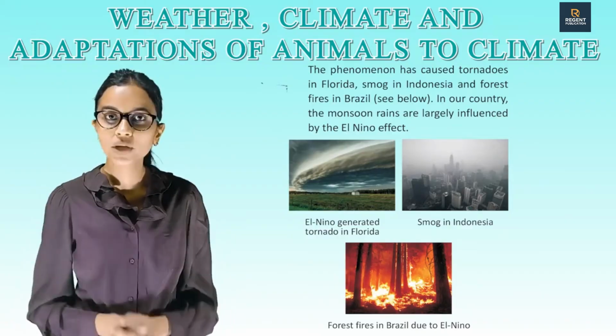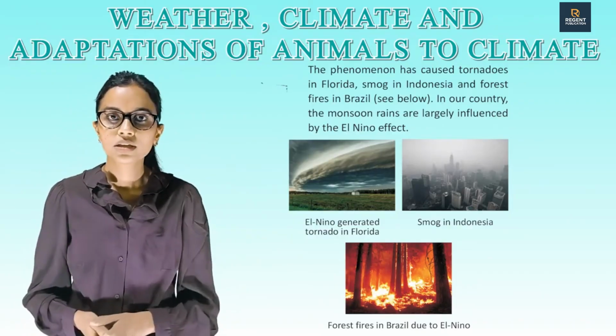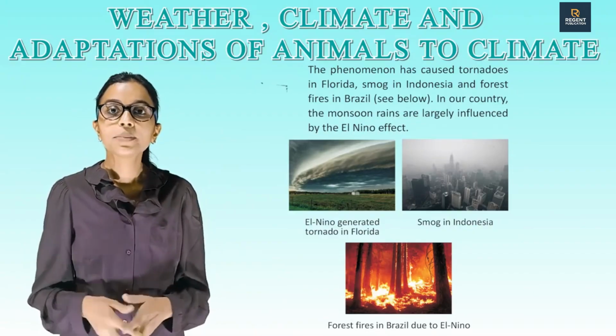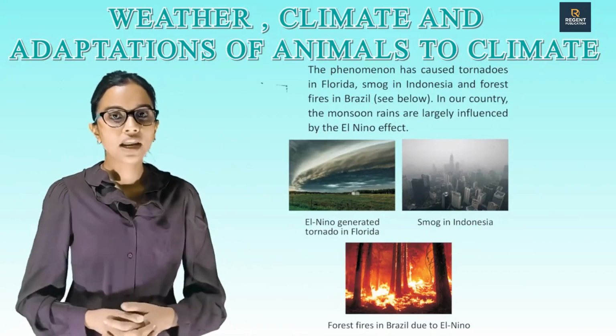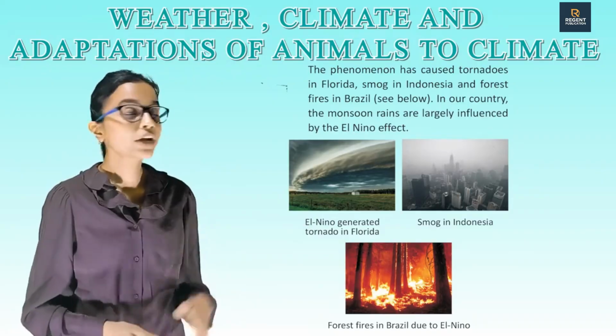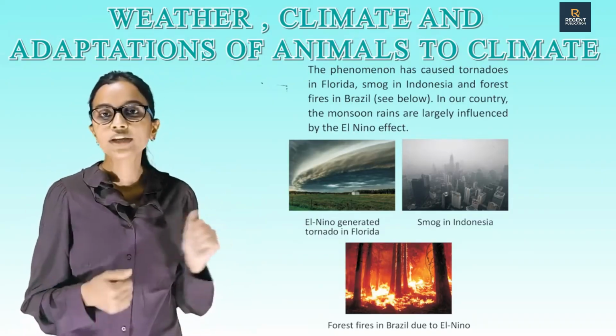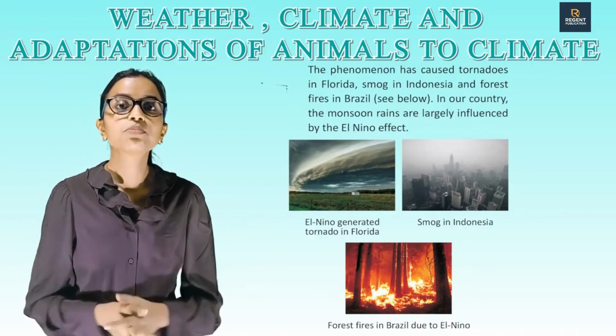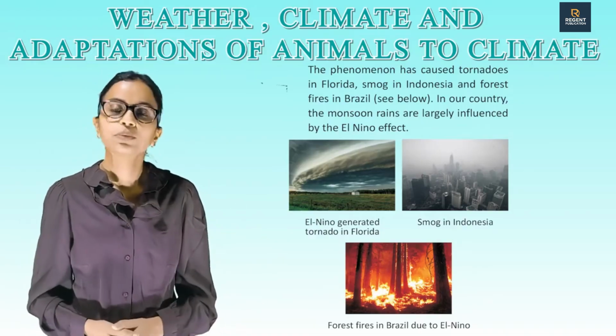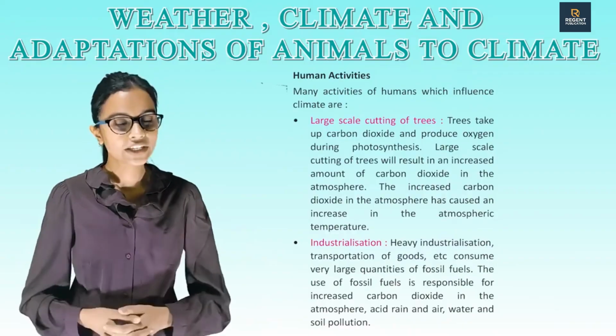So children, are you able to see these pictures? These pictures are depicting different calamities like El Nino generated tornado in Florida, smoke in Indonesia, and fires in Brazil due to El Nino. Human activities.